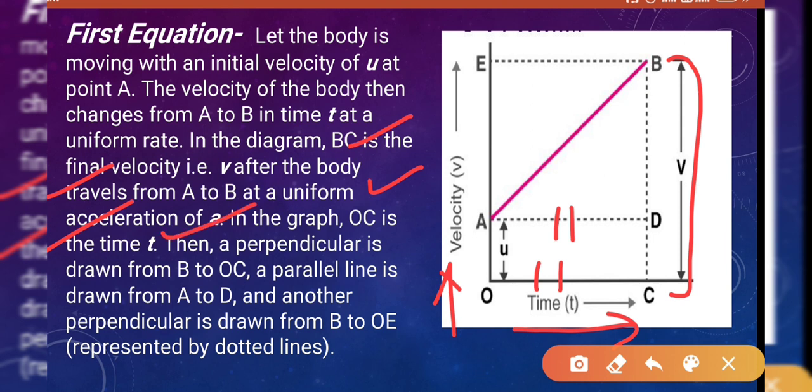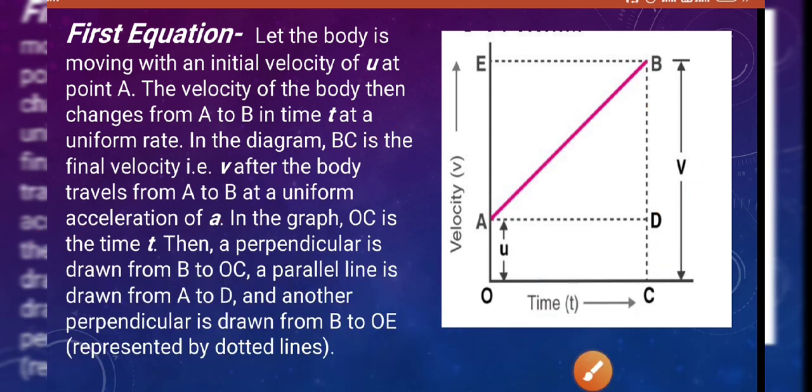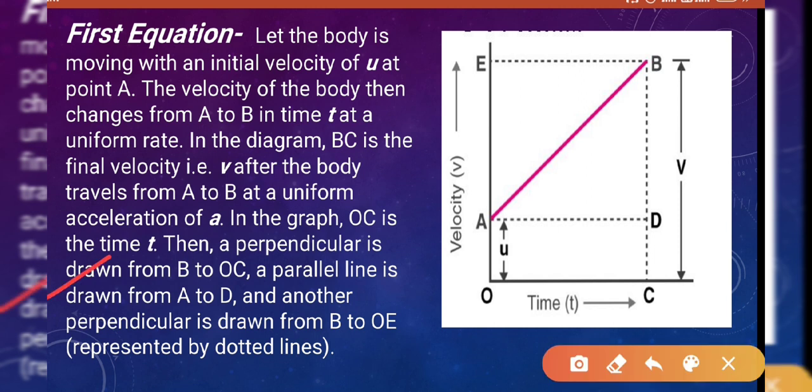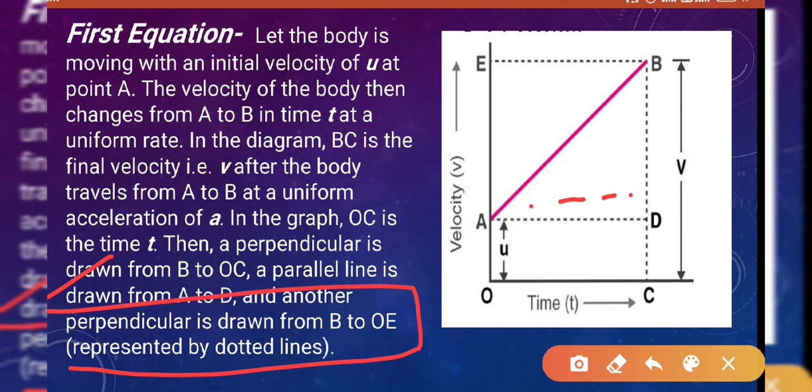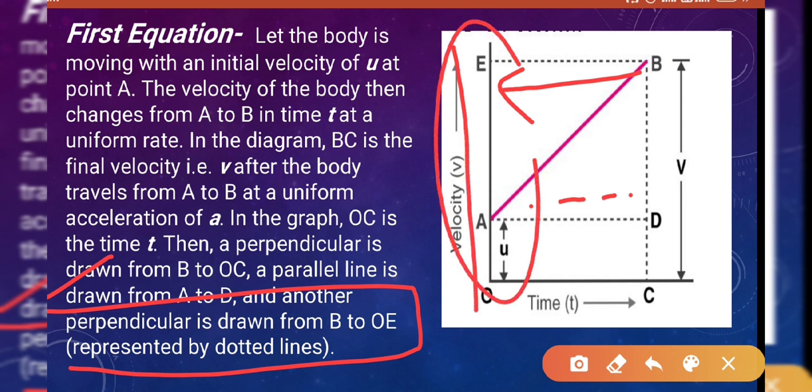Then a perpendicular is drawn from point B to OC. A parallel line is drawn from A to D, this line, and another perpendicular is drawn from B to OE. This is your perpendicular.